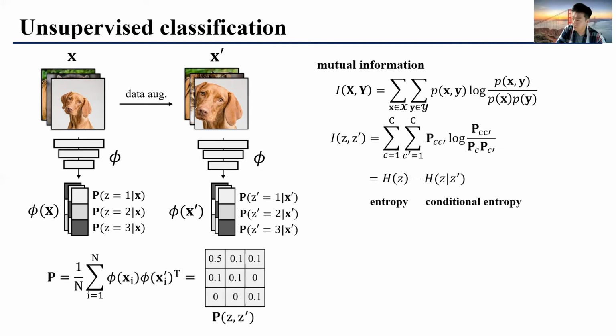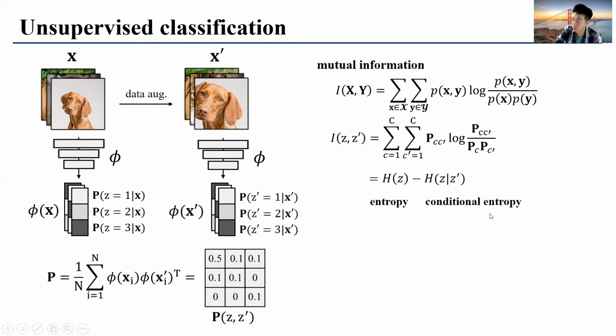By putting this mutual information in as a loss term, what you do here is you have an embedding method and you have a sample here, and the augmented version of the same sample here. You pass them through, get the embeddings, and try to maximize the mutual information between these two. If you look into this mutual information equation, it can be decomposed into the entropy and conditional entropy.